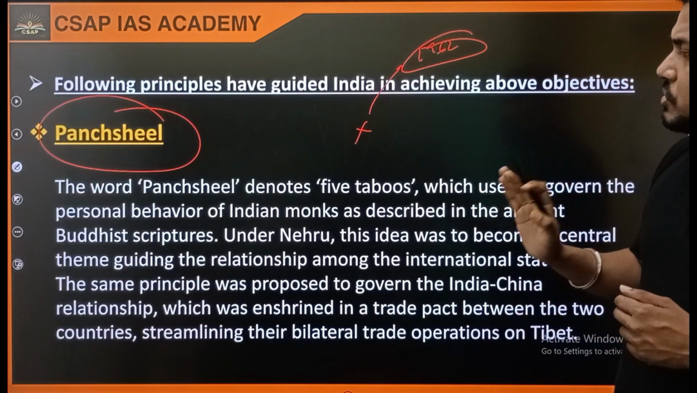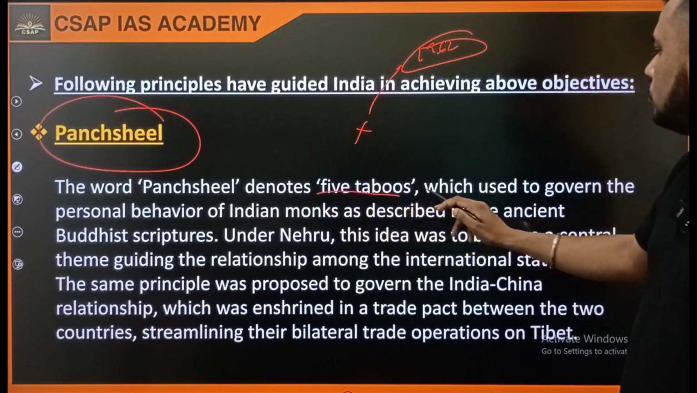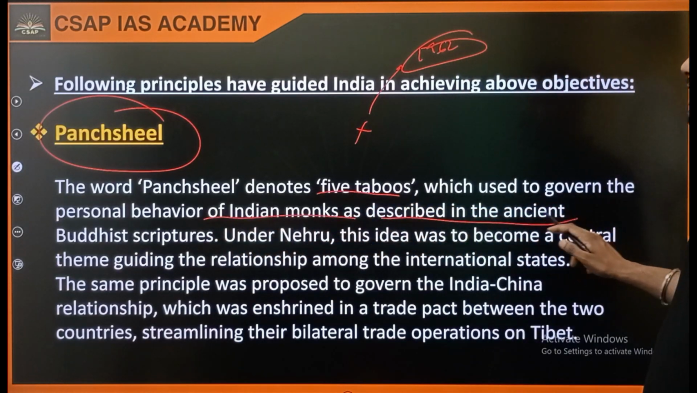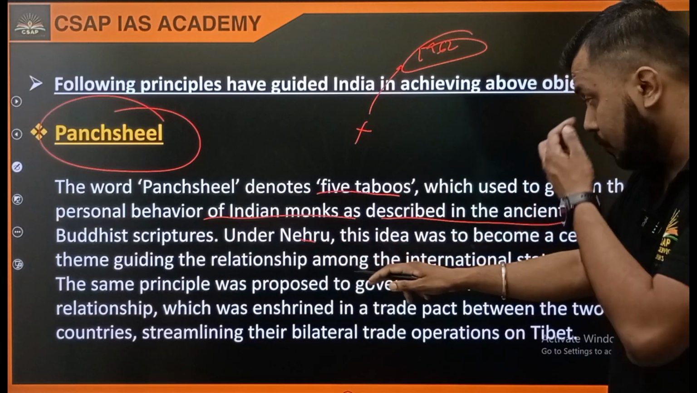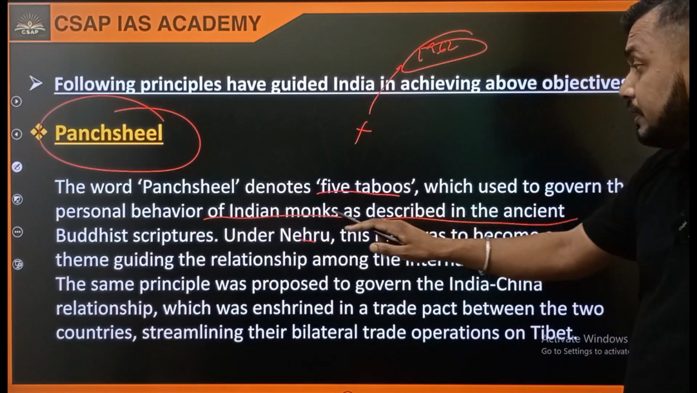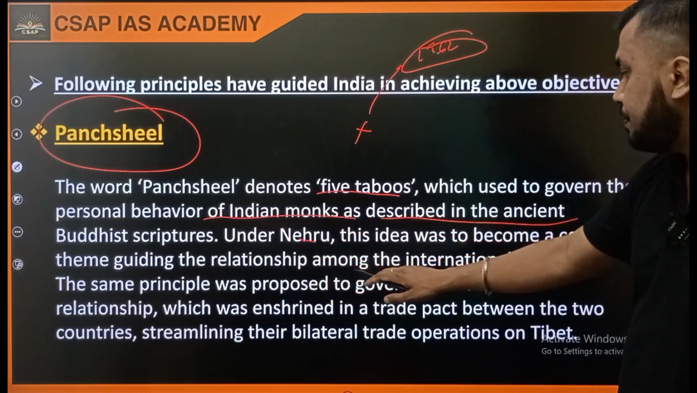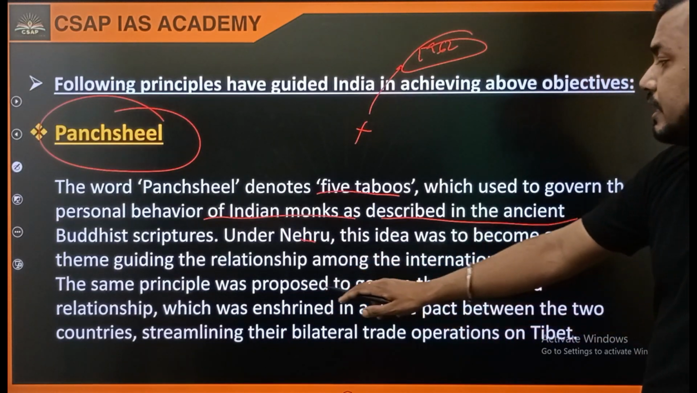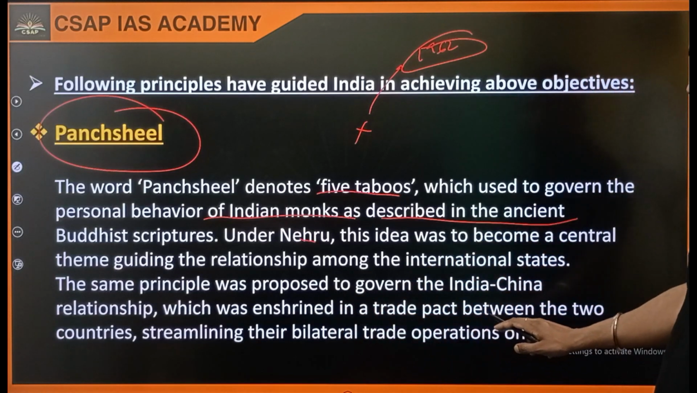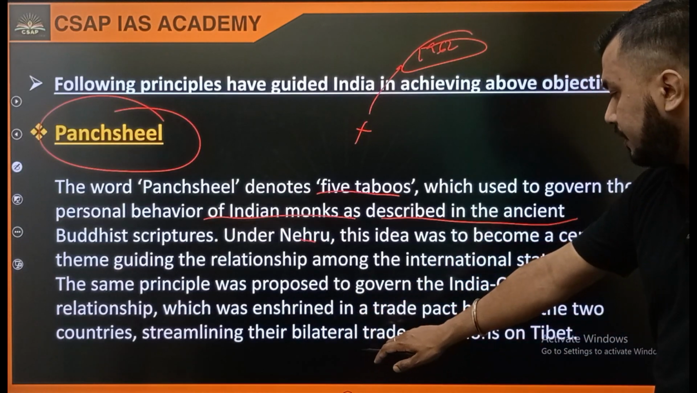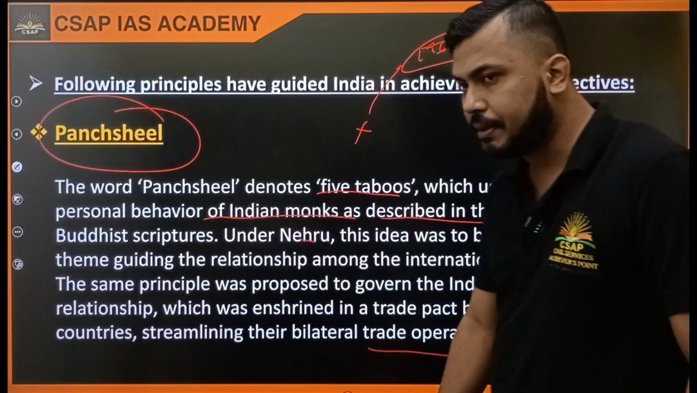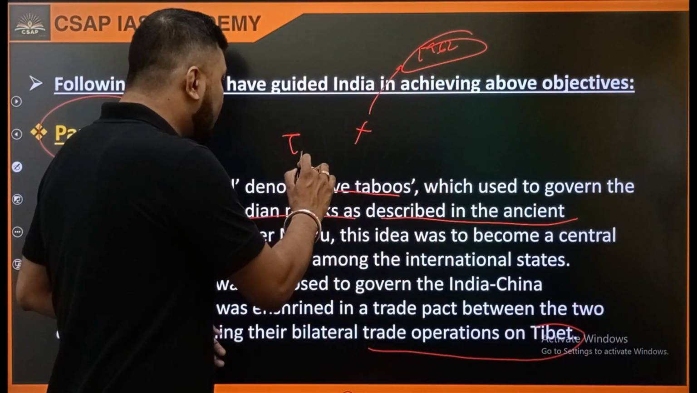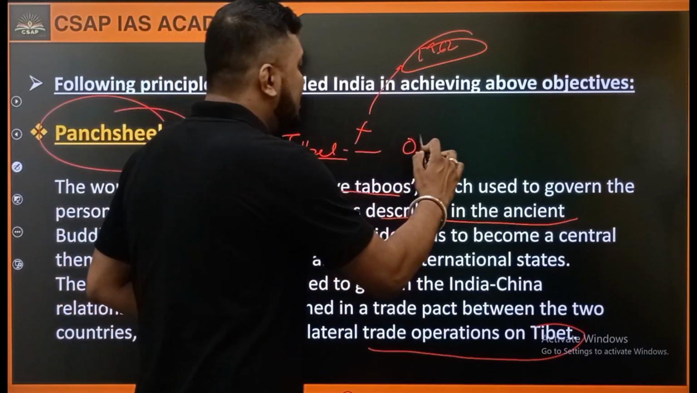So what is Panchsheel? Five taboos which used to govern the personal behavior of Indian monks as described in the ancient Buddhist scriptures, and under Nehru this idea became a central theme guiding the relationship among international states. The same principle was proposed to govern the India-China relationship, which was enshrined in a trade pact between the two countries, streamlining their bilateral trade operations on Tibet. When China annexed Tibet, we were the first country to accept the one China policy.